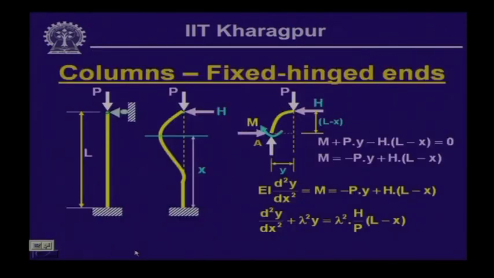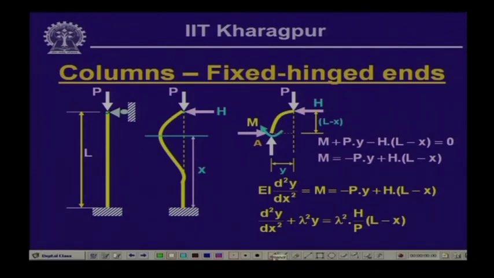Now, let us look into the case where the column is fixed at one end and hinged at the other. It is expected that the deformed state will be in this particular form, and if we try to find out the critical load corresponding to this state, this is P critical, and since this is a hinged end, you have the horizontal force H. Now, if we take the free body diagram of this particular part, these are the moment, the horizontal force and the vertical force, the reactive forces here.